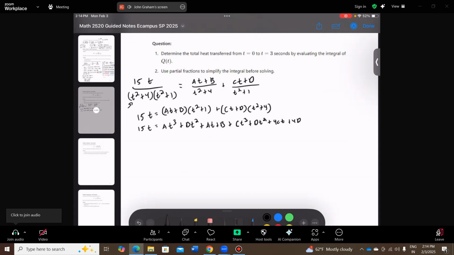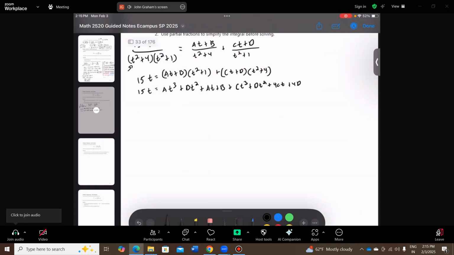Alright, so we gotta put this stuff together. Let's look at our t cubes first. We have two of them, so we have a plus c, and we don't have a t cube on the other side, so that equals 0. Then we look at our t squares. We have two of those, so we have b plus d, and that equals also 0 since we don't have a t squared.